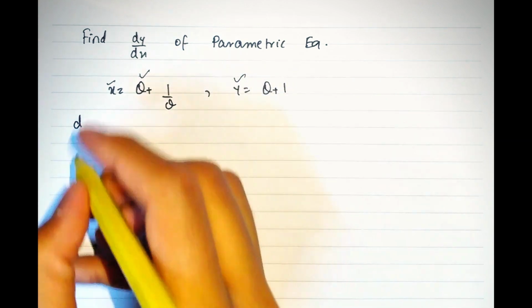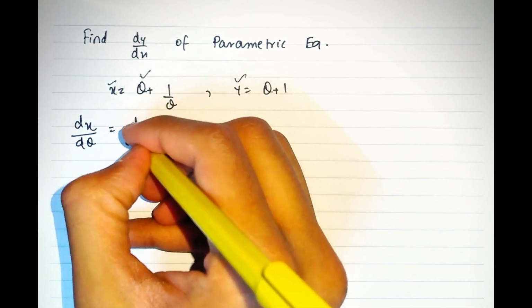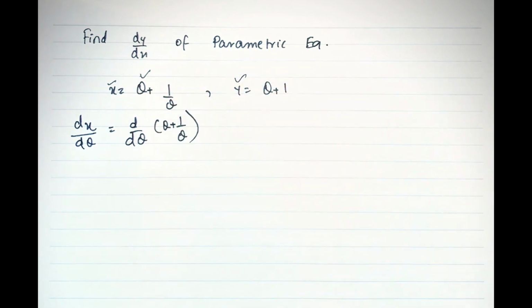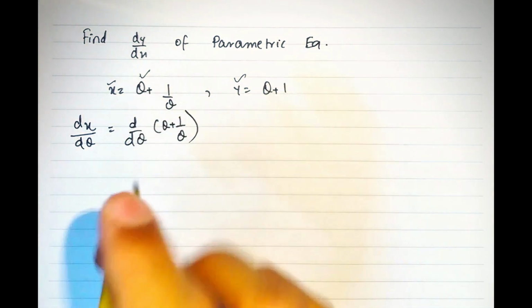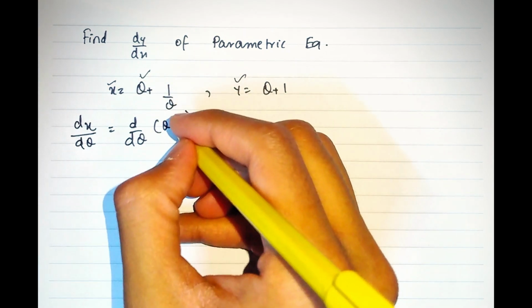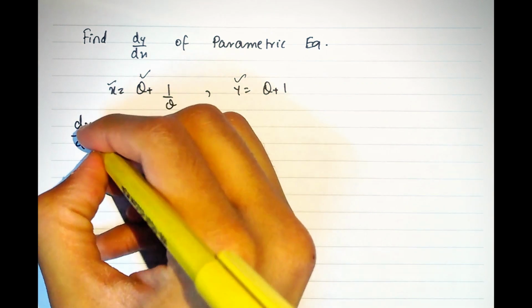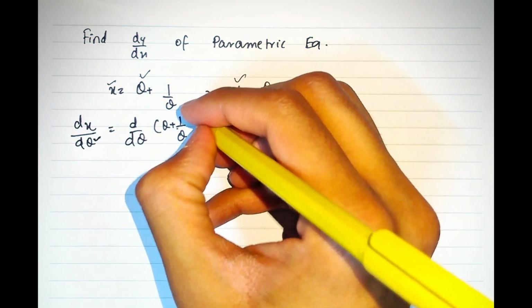First of all, let's take the derivative of x with respect to theta. So d by d theta of theta plus 1 divided by theta. And in that video I showed you that if the thing which is present in the denominator of the left hand side is present in the numerator of the right hand side, then your whole setup is right. So you can see there is theta on the left hand side and there is theta in the numerator of the right hand side.